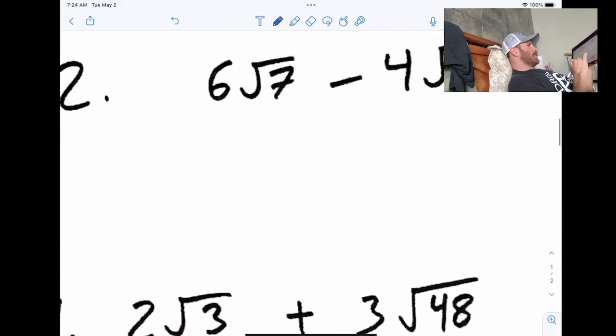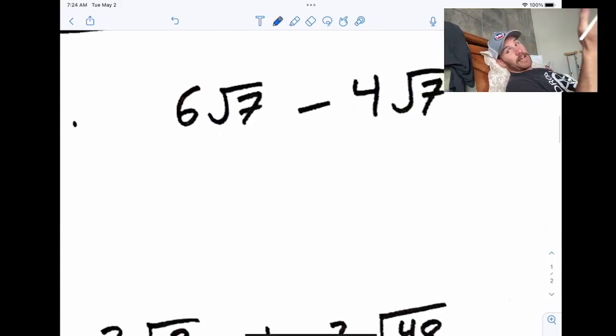All right. Let's look at number 2. Okay. Now we've got a subtraction problem. So subtraction doesn't change anything. The only thing it changes is once you have the radicals matched up, you're going to just subtract the big numbers instead of add them. All right, you can end up with negatives, and that's okay.